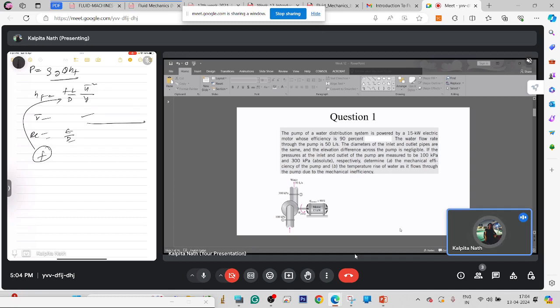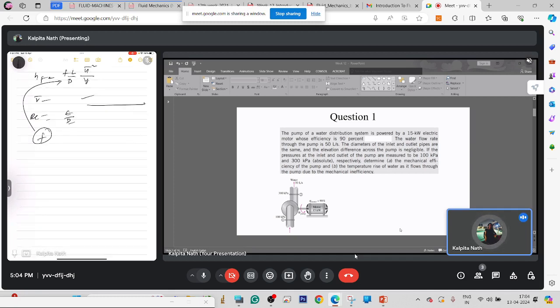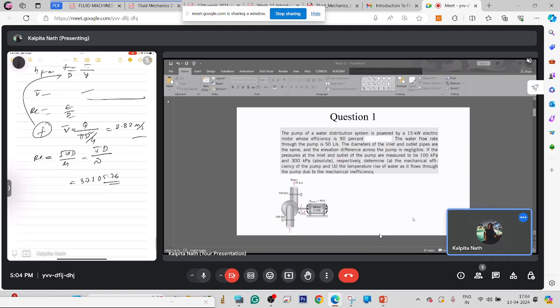Okay, so let's discuss the solution. First of all, we need to find the average velocity. That will be Q upon pi d square by 4, which comes out to be 2.82 meter per second. Density and average velocity are known, so Reynolds number can be calculated. Reynolds number will be rho u bar d by mu, that means u bar d by nu. All of them are given, so this will come out to be 37105.26. You can calculate it yourself at home and cross check.